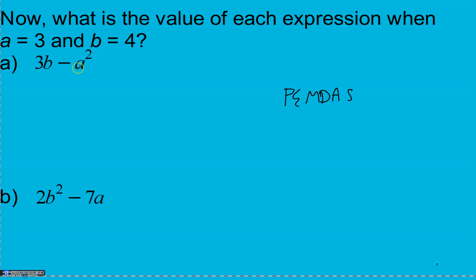Here, A is 3, and B is 4. I'm going to bring down the rest of my problem. Again, remember it's multiplication there. No parentheses. Exponents mean I'm going to do my exponent first. 3 times 3 is 9. And bring down the rest of my problem.